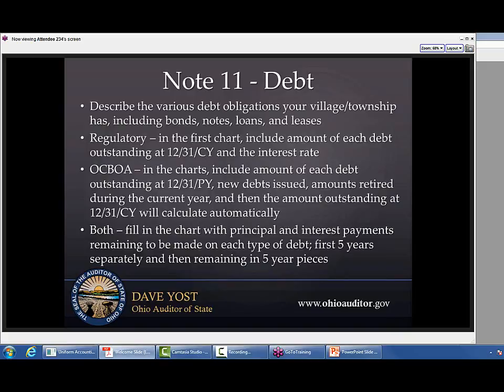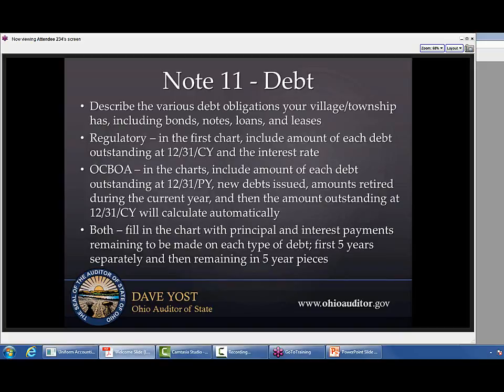The second set of tables are very similar. The only difference is you actually have to break it out by debt type and by loan type, and you're actually going to separate principal and interest this time. Whereas in regulatory, you can combine principal and interest into the same column. For OCBOA, you actually have to show principal and interest separate.